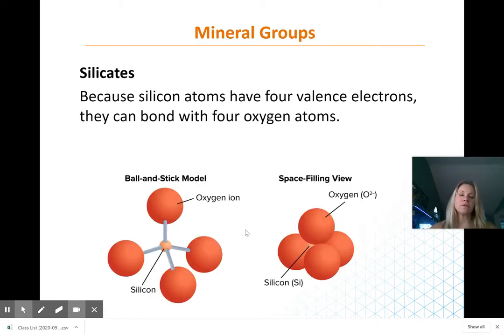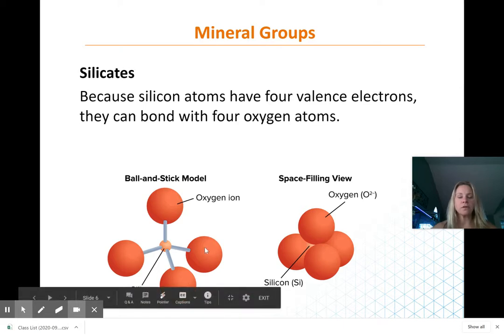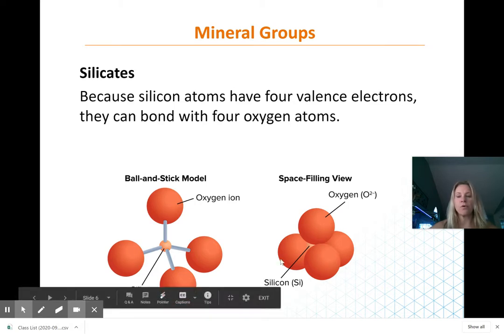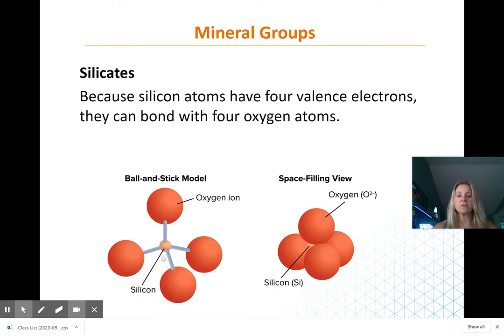Looking at this, this is the silica tetrahedron. You can see the little red balls here are oxygen, and in the middle is silicon. This is kind of blown up. This is more what it looks like. They're more tightly packed, but you can see the silicon in the middle and then four oxygens on the outside. So that's what makes up the silicate: silicon and oxygen bound together in this kind of pyramidal shape. So this forms really nice tight bonds.